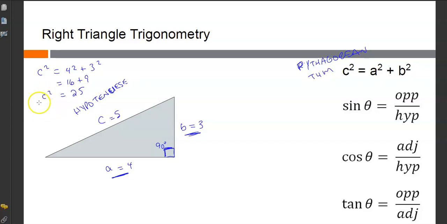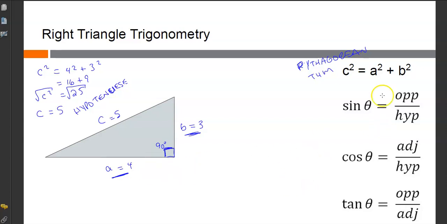I'm looking for C. I need to take the square root of both sides. And so C would be 5. And there's my 3, 4, 5 right there. Okay? It works that way. They give you 2 sides. You find the third one. No big deal. All right?